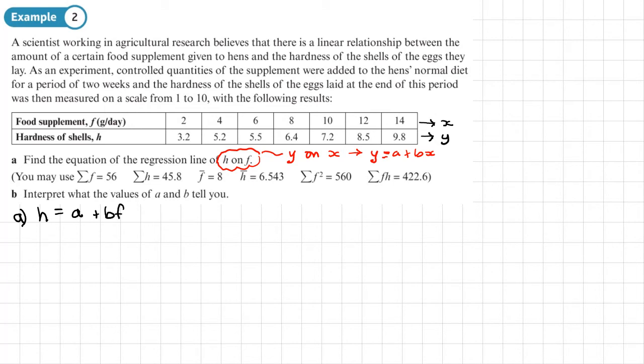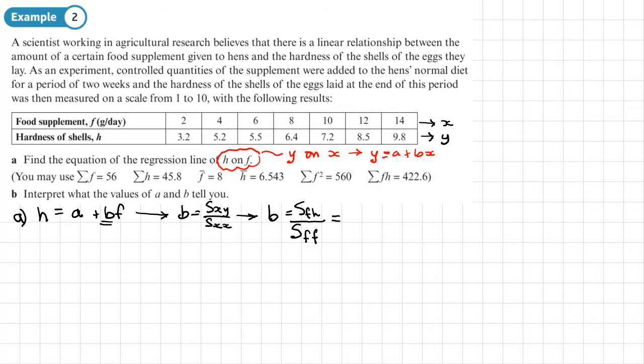So remember, we start by finding B first. So B is like, if it was using X and Y, then it would be SXY over SXX, but we're not using X and Y, we're using H and F. So this would be SFH over SFF.